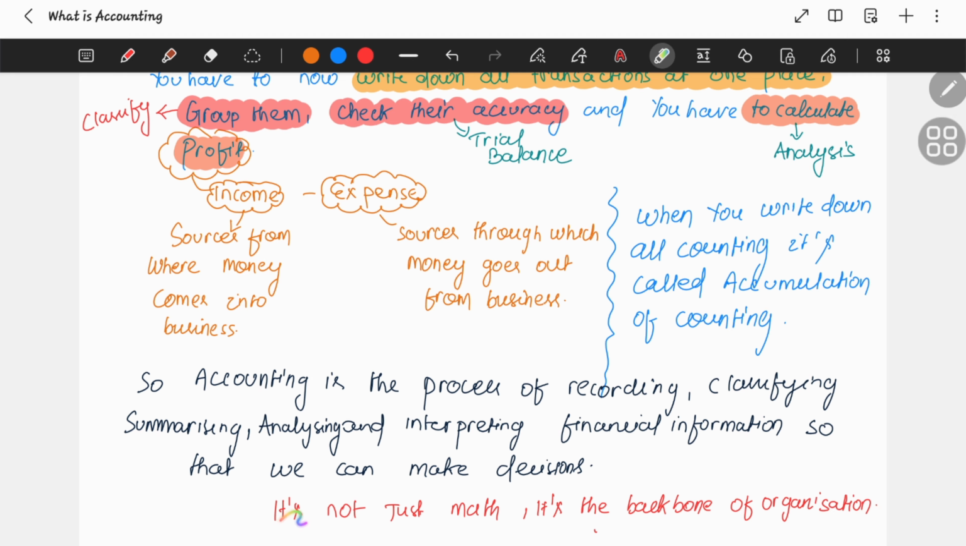So in a nutshell, at the end I will say that it's not just about math. Accounting does not mean any basic calculations of math. It's the backbone of the organization. It's the language through which we connect to the business. We will know all the information of the business, how my business is growing, what is the performance of the business, and what is the position of the business.